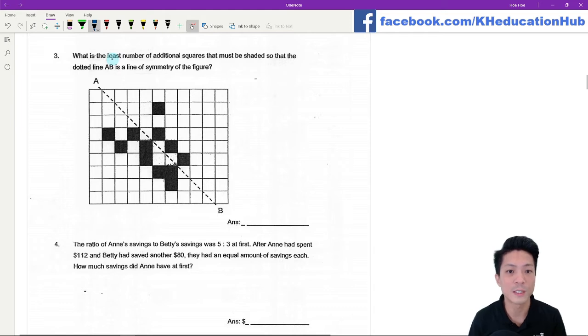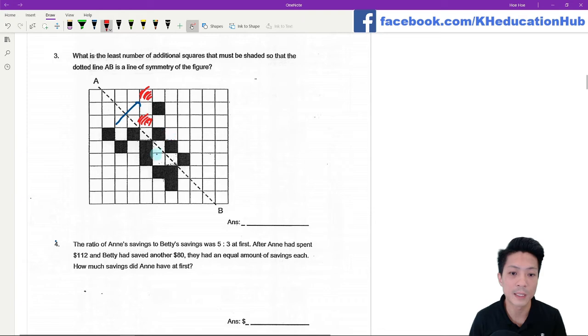Question 3. What is the least number of additional squares that must be shaded so that the dotted line AB is a line of symmetry of the figure? So in this case, I'm going to shade. Now this one, the direct opposite would be here. So I'm going to shade this. I'm going to shade this, it's the direct opposite.